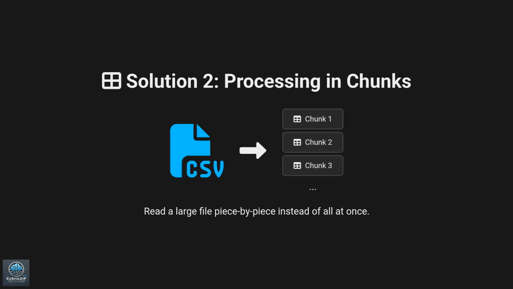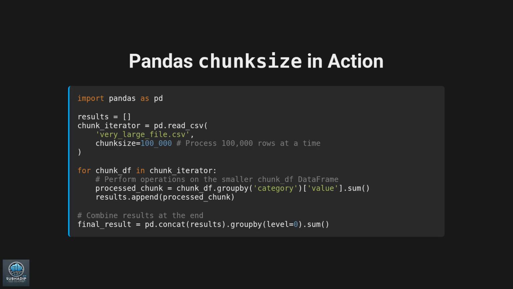When you must use a library like Pandas for very large files, don't load the whole file at once. Instead, process it in chunks. You can read a portion of the file, perform your transformations, and then move to the next portion, keeping memory usage stable. Pandas provides a convenient chunksize parameter in its read_csv function.